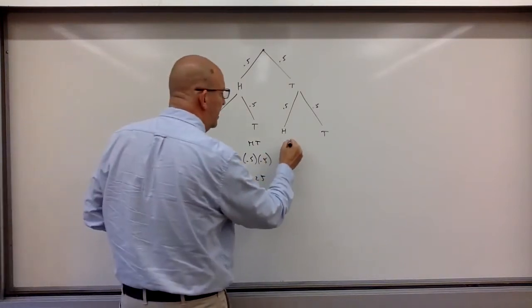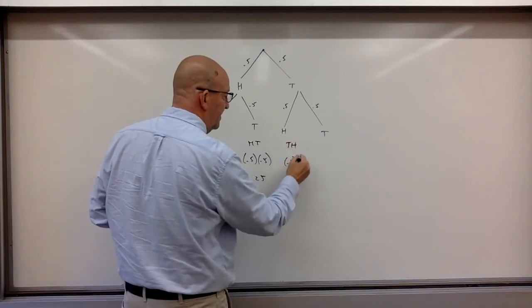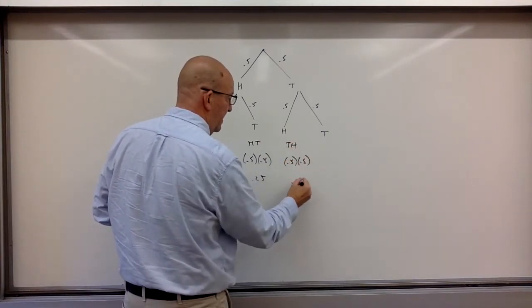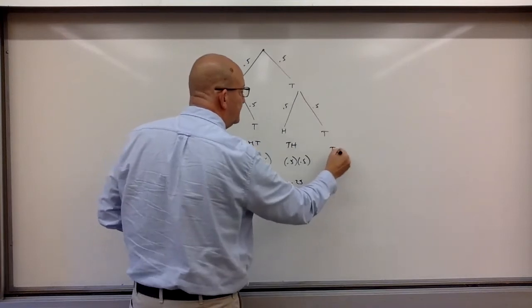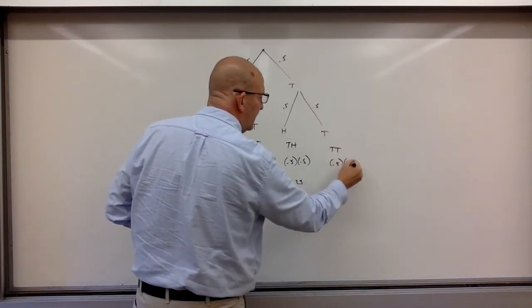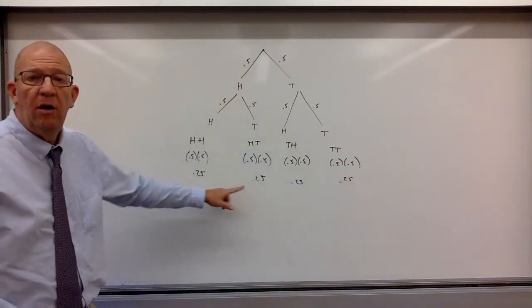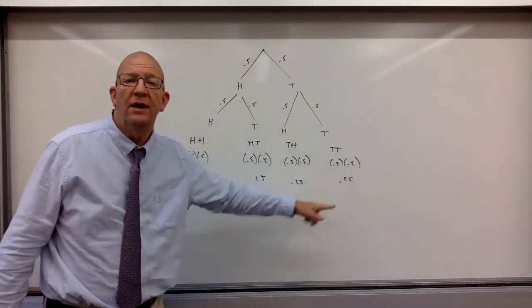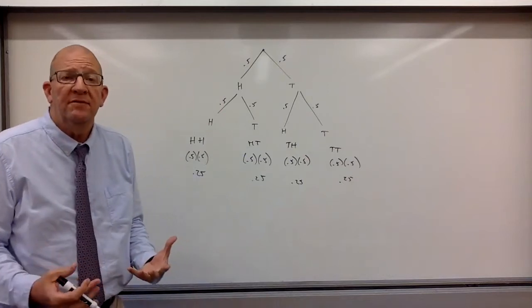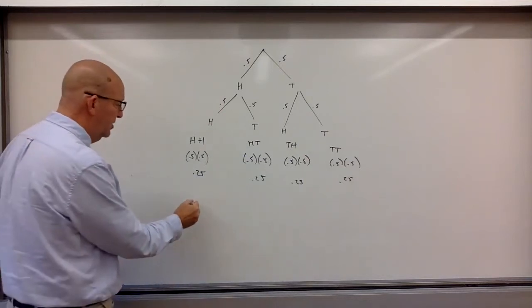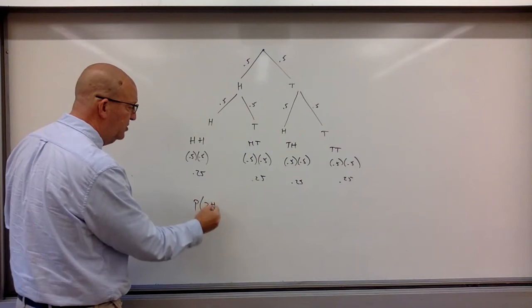Tail-head. Same thing. And then tail-tail. And look at the end. All of those add up to 1. These are our probabilities. So now we can answer the question, what's the probability of getting two heads?